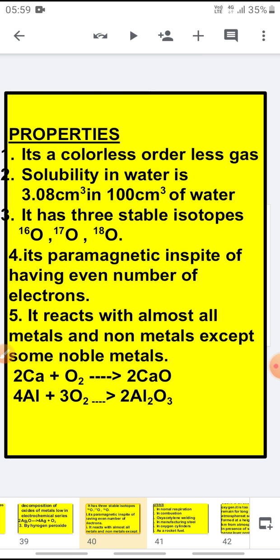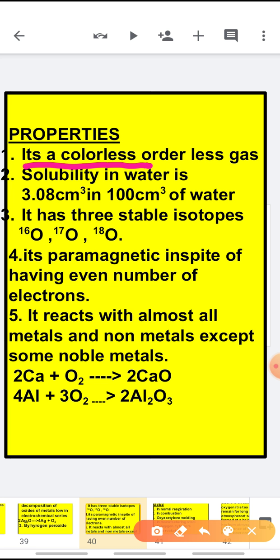Now coming to the properties. I am starting with point number 1. See children, dioxygen, as you all know, is present in the environment also, in the atmosphere. It is a colorless and odorless gas. The solubility in water is 3.08 ml in 100 ml of water.